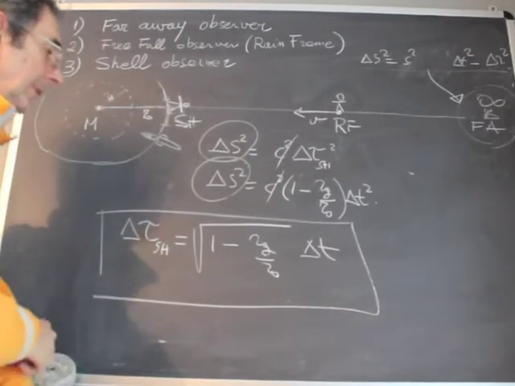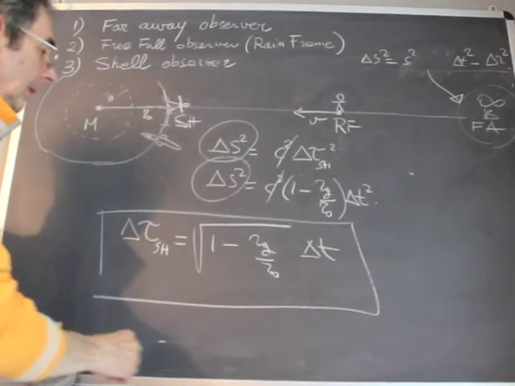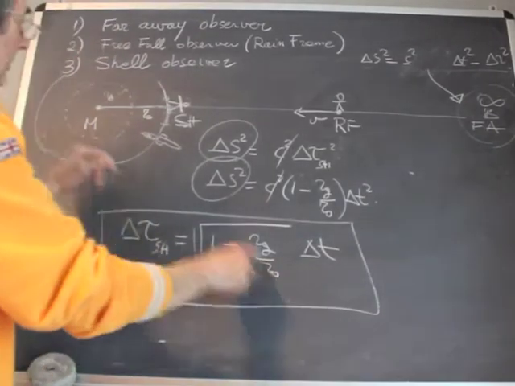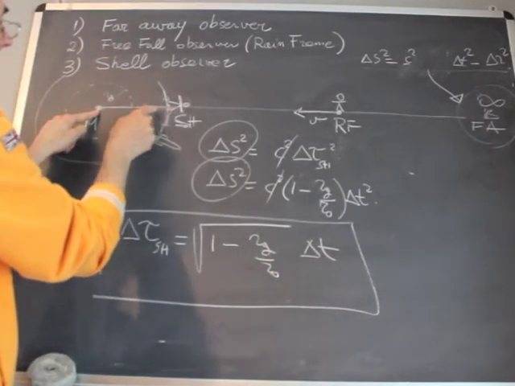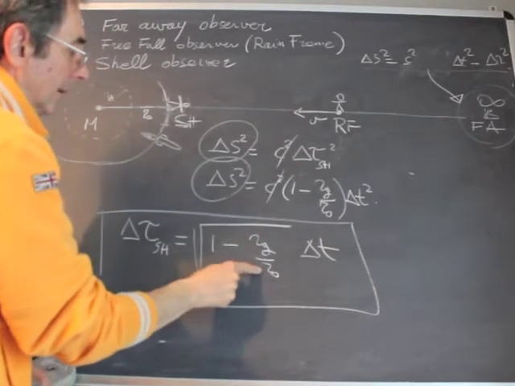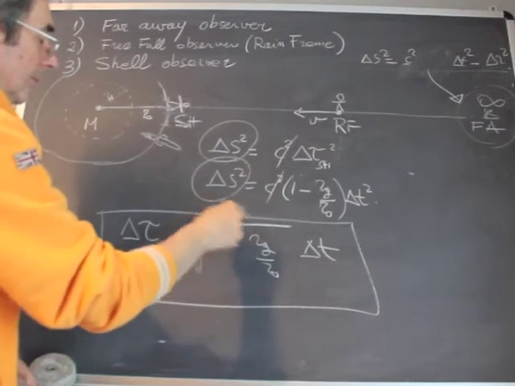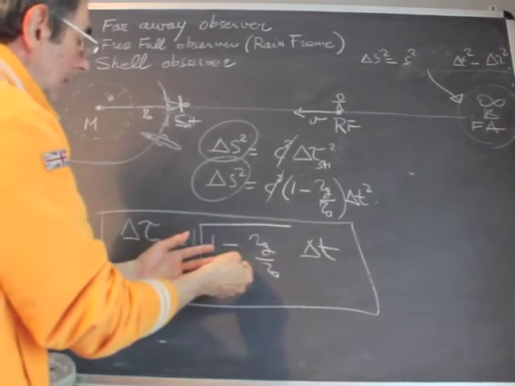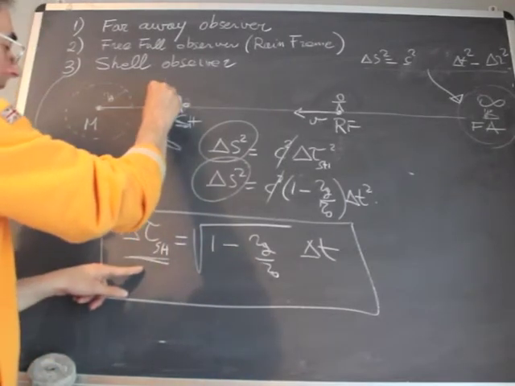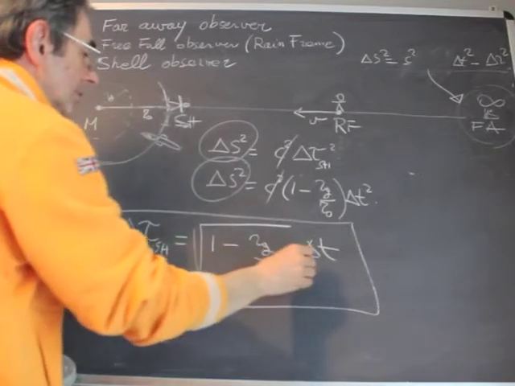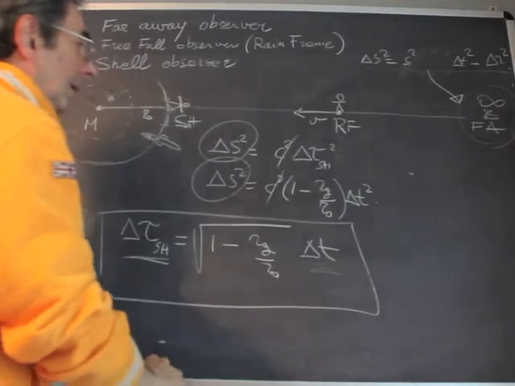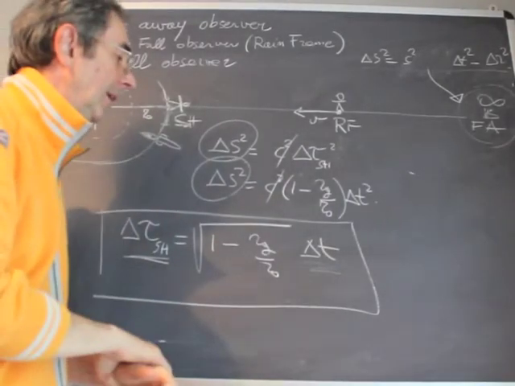We can interpret it immediately, and you see that if R0, the shell distance, is very near to Rg, this number is very near to 0, so the square root of it is just a small number. So the time interval as measured on the shell is much smaller than the time interval as measured by the faraway observer.